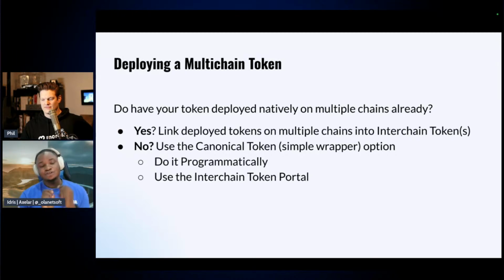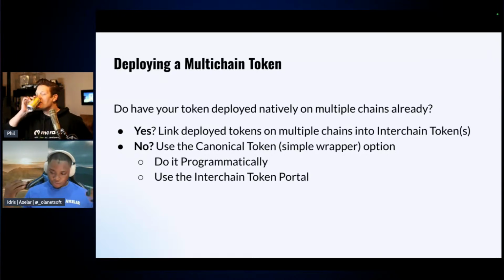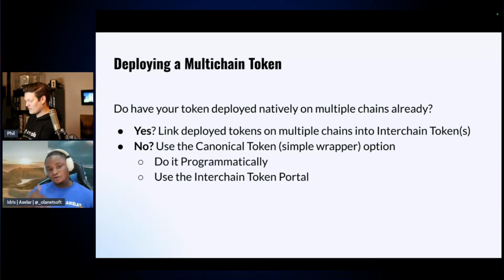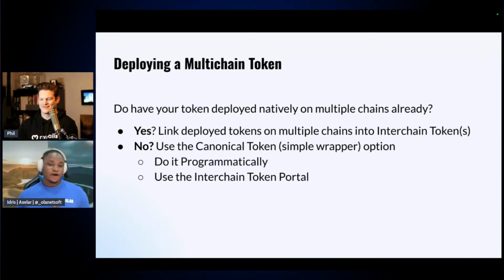So under this category, you can either do it programmatically or you use the interchain token portal. So you can do it programmatically, calling those functions directly, interacting with your smart contracts, or you just use the interchain token portal. You enter your existing token address, and then you'll be able to register it as an interchain token, and you'll also be able to deploy it across any of your favorite blockchains that you want to deploy your token on.